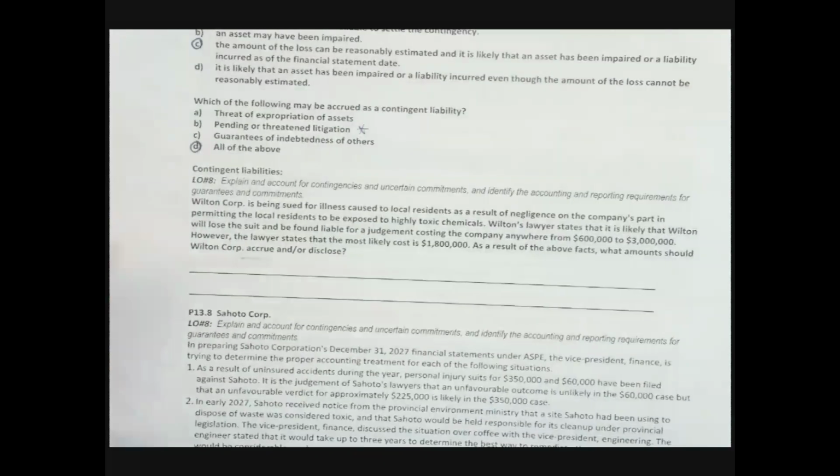So let's look at this question. Wilton is being sued for illness caused to local residents because they exposed them to chemicals. The lawyer states that it's likely Wilton will lose the suit and be found liable for a judgment costing anywhere from $600 to $3 million, but probably $1.8 million. As a result of the above facts, what amount should Wilton accrue and or disclose?